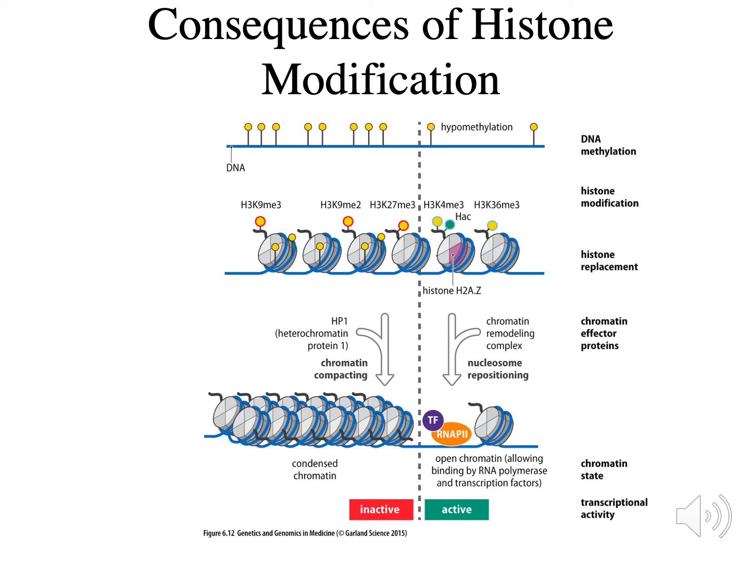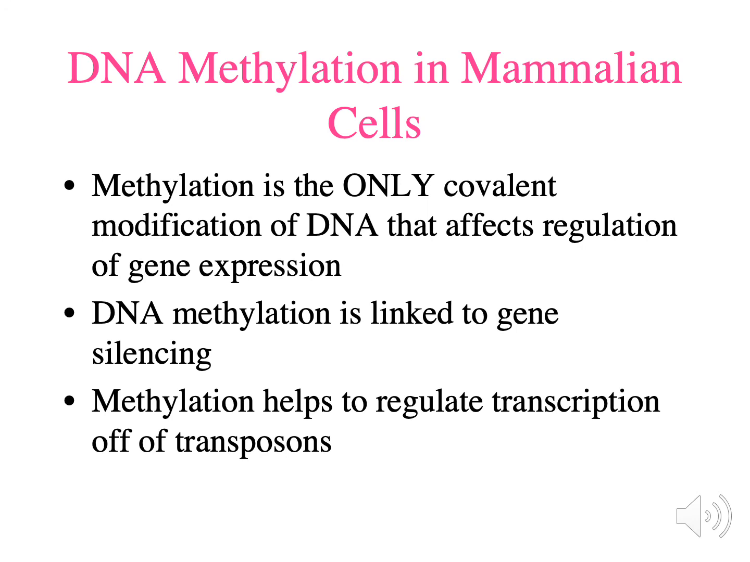So I think this is a really good slide that really summarizes all of what we've been talking about to this point in this module. Now just a few notes about DNA methylation in mammalian cells, because at the end of the day, this is a course that is hoping to focus on human genetics to a large extent. So what are some key points for us to think about when we talk about DNA methylation in mammalian cells? Well, first and foremost, it's important to keep in mind that methylation is the ONLY covalent modification of DNA that affects regulation of gene expression. So that's very, very important to keep in mind.